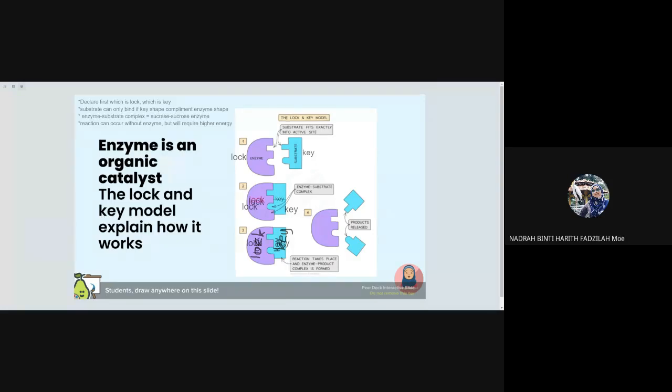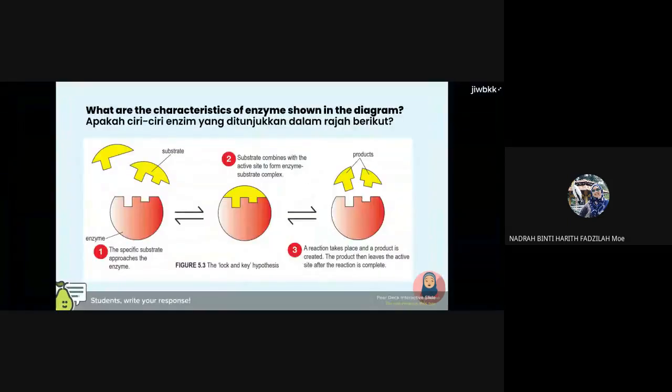Sebab itulah anak-anak, kita panggil peranan enzim ni sebagai organic catalyst that lowers the activation energy. Kita cakap enzim ni adalah satu substance atau satu bahan yang kehadiran dia menurunkan tenaga pengaktifan untuk tindak balas tu berlaku. Okay. So, semua dah label lock siapa, key tu siapa, bagus.